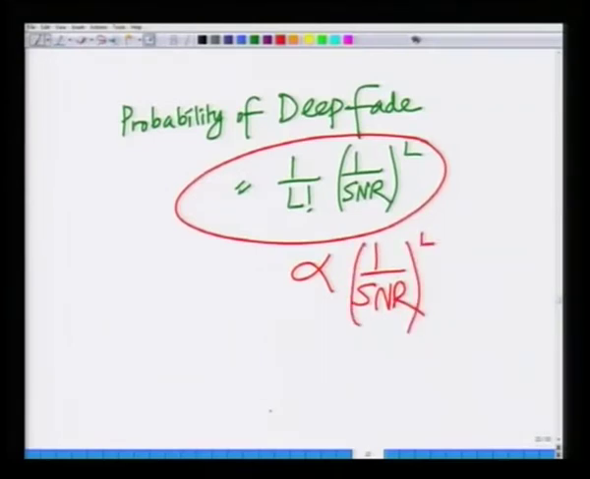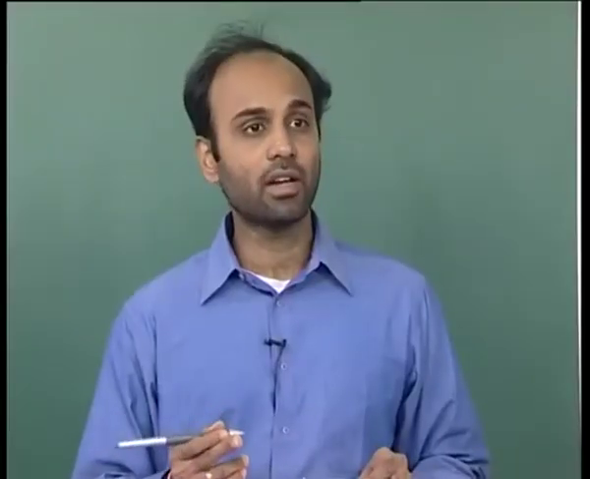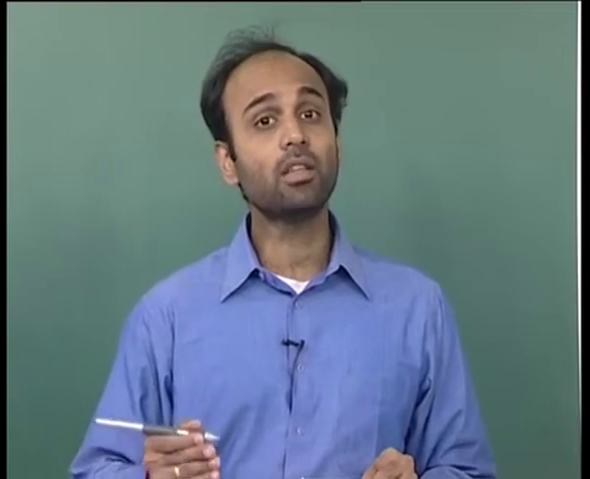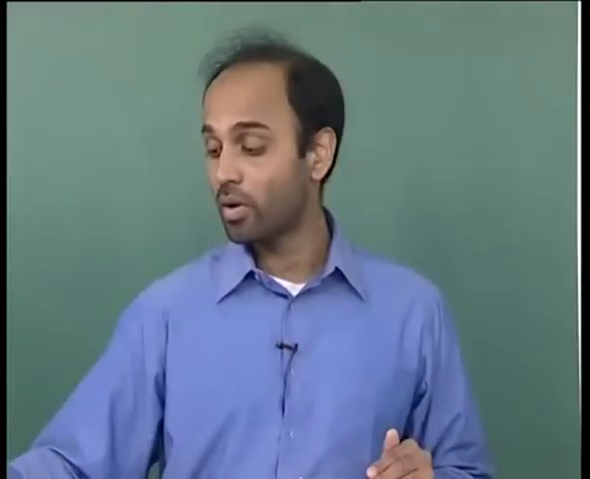Remember, in the wireless communication system with a single receive antenna, we said the bit error rate is proportional to 1 over SNR, and that is nothing but the probability that the system was in a deep fade. Now, we are saying that in a wireless communication system with L antennas, the probability of deep fade is 1 over SNR to the power of L. In fact, that is also the bit error rate, since bit errors essentially occur when this system is in a deep fade.